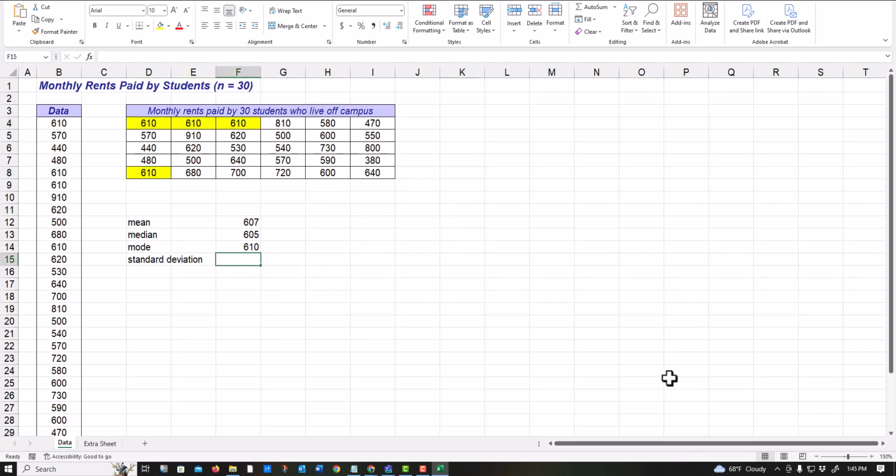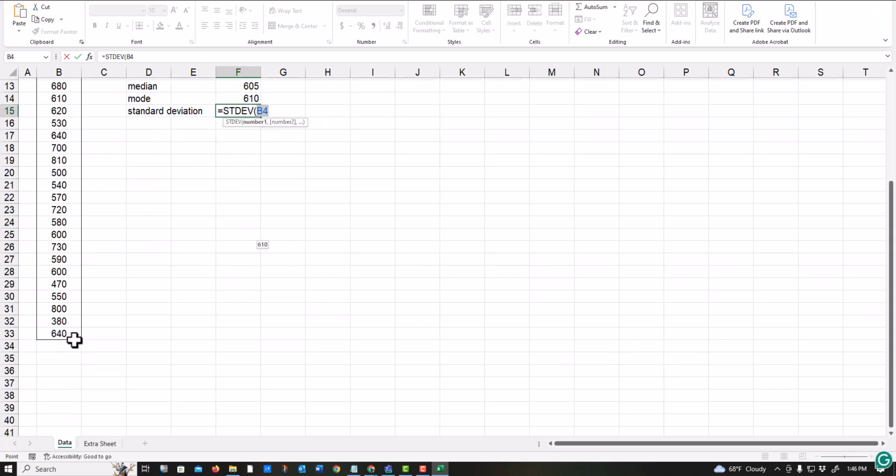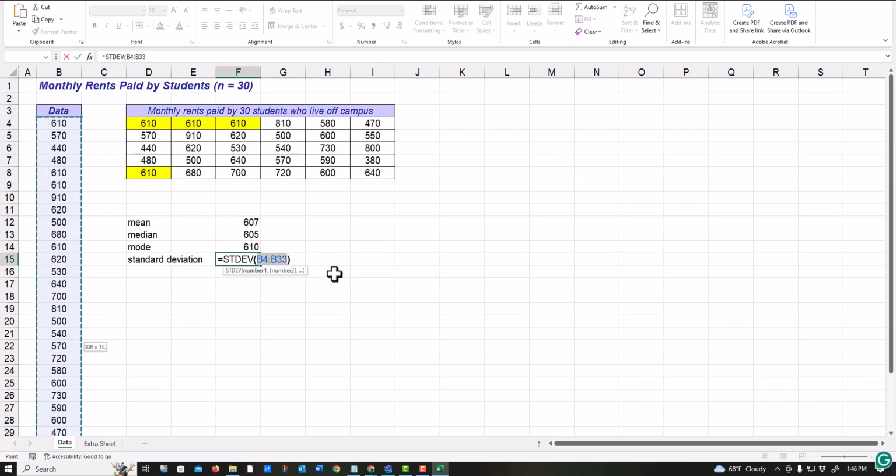The standard deviation is how spread out the data is, and we definitely don't want to do this one by hand. So I do stdev.s, or you can do it without the .s, the old one. This is for the sample. Highlight my values, B4 through B33. And I hit enter and I get 112, and I think it says to round to 2 decimals. So this would be 112.87.